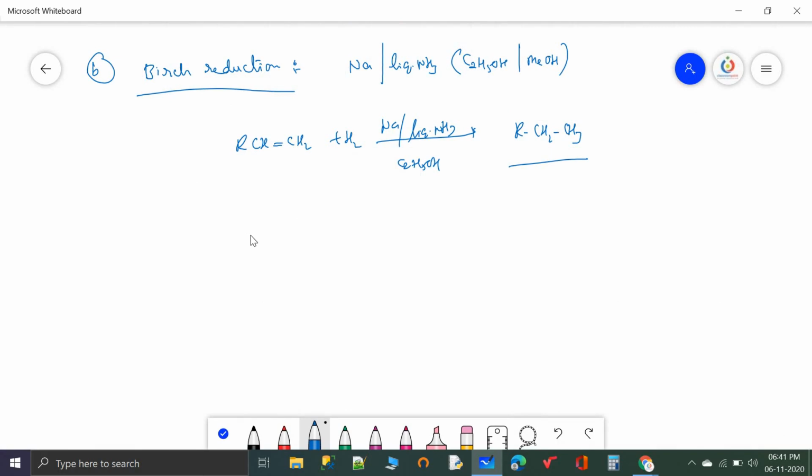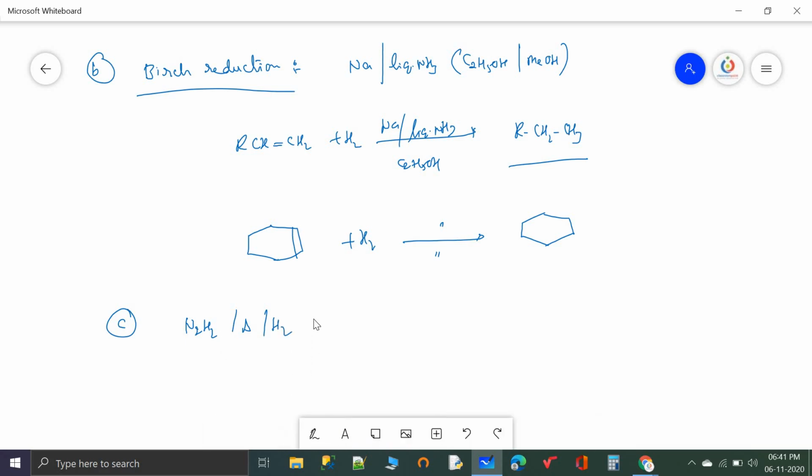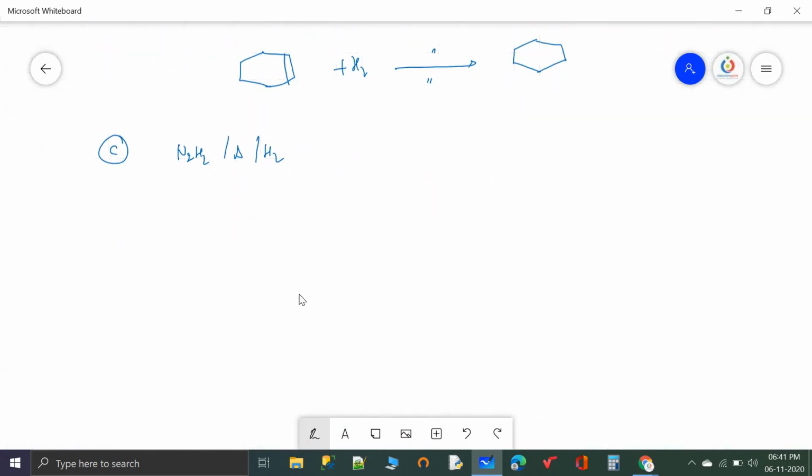Okay. Now let us take one or two examples, then we shall finish off this particular concept. You just take cyclohexene, add hydrogen, same catalyst, so that you get cyclohexane. Apart from these two catalysts, there is another category, that is N2H2, a different type of reducing agent, which people generally have not heard of. N2H2 also reduces double bonds to single bonds.